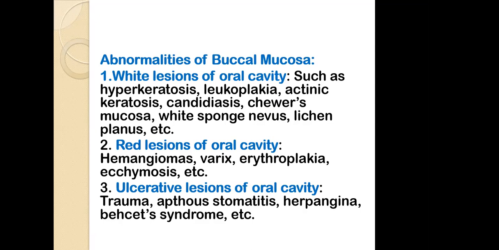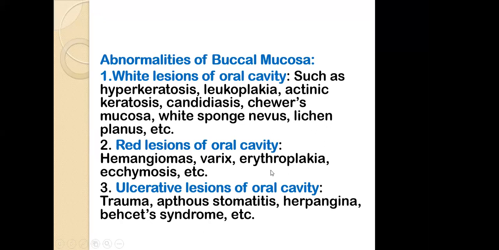Then there can be red lesions of the oral cavity, like hemangiomas. Even on the skin, you see hemangiomas. In the same way, they will look more purple in the mouth. Hemangiomas, varices, erythroplakia, ecchymosis. I think we talked about ecchymosis last time, yes? You saw some pictures of ecchymosis. Same, you already know this.